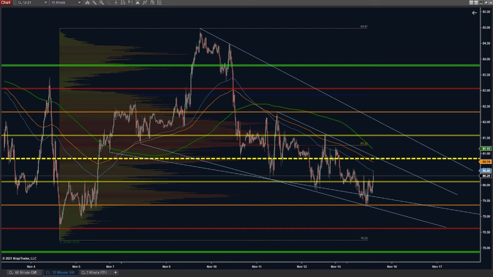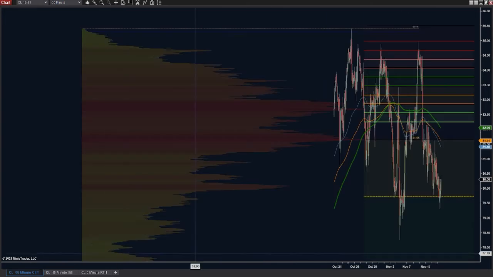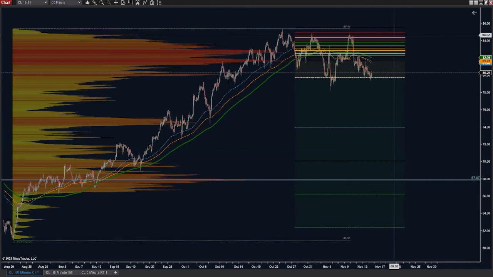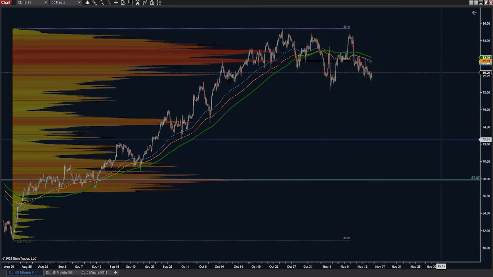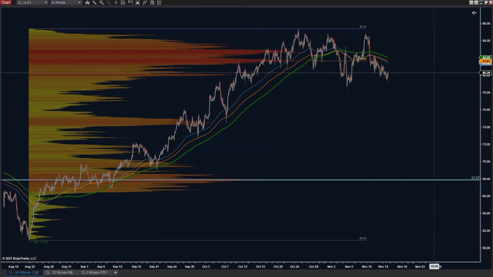Next up is crude oil, which looks like a carnival ride right now. This thing looks like a mess. The 15-minute chart has markings all over the place. Let's look at the 60-minute first and see what's going on here. As far as the 60-minute perspective is concerned, one thing is very obvious. We've got a POC which has become very top-weighted.